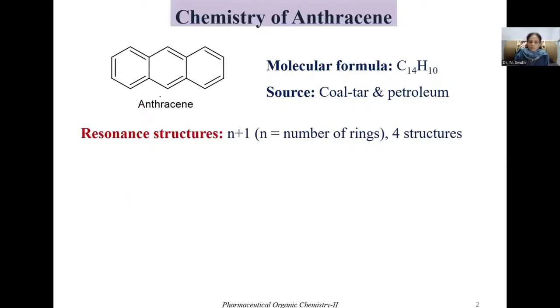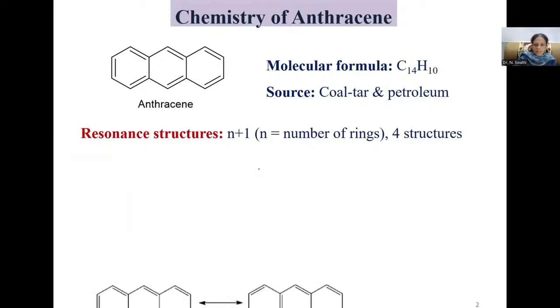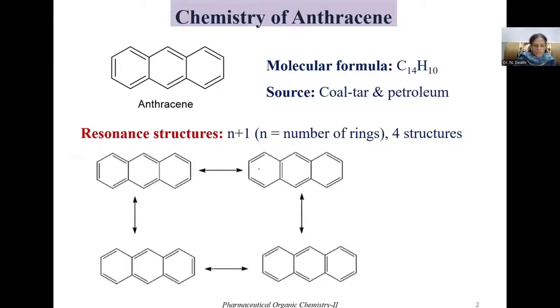Now coming to the number of resonance structures: as you are aware, in the case of cyclic molecules, the number of resonance structures depends on the n+1 formula, where n is the number of rings. The total number of rings in anthracene is 3. So 3 plus 1 means 4 resonance structures are possible for anthracene. And these are the 4 resonance structures for anthracene.